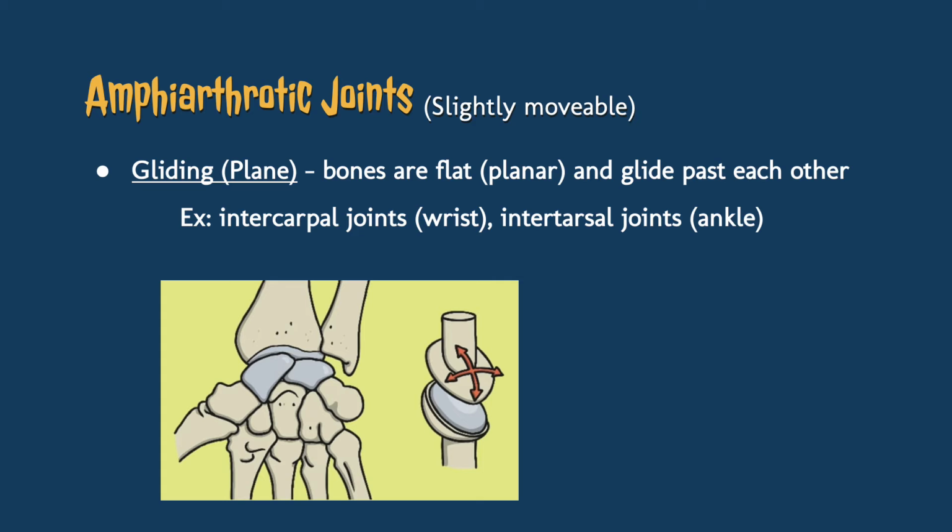So we have those in our wrist and in our ankle. They're called the intercarpal joints because they're in between our carpals, and the intertarsal joints because they're in between our tarsals. And they just glide past each other. They allow us to move our wrists and to move our ankles.